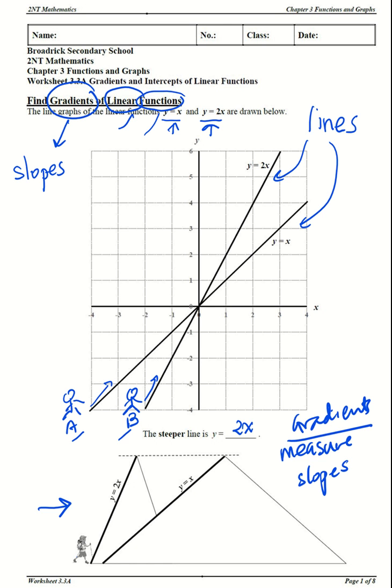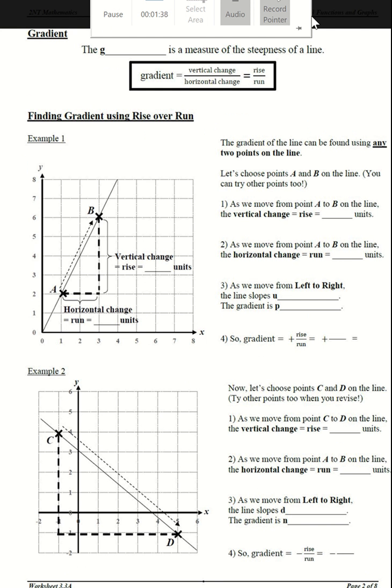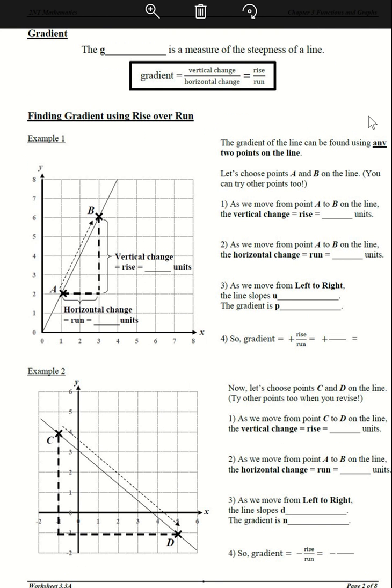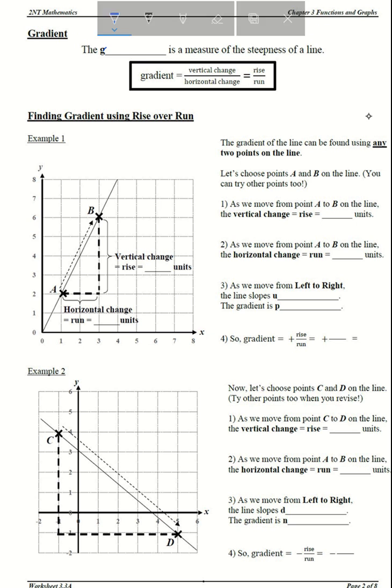Let me pause here a while. Next, we are going to fill in the blanks over here. We know that this is gradient. Gradient is a measure of the steepness of a line. How do we find gradient? Please remember this: gradient is equal to the vertical change divided by the horizontal change. The shorter word for it is rise over run. What is rise and what is run?